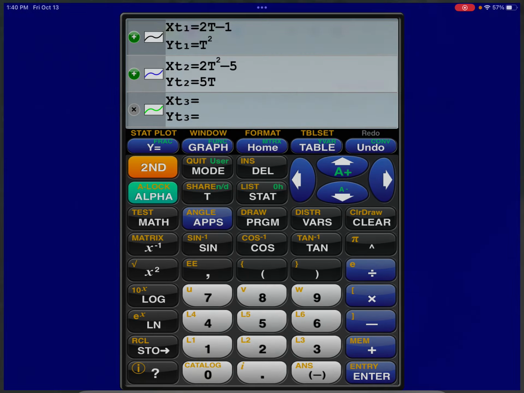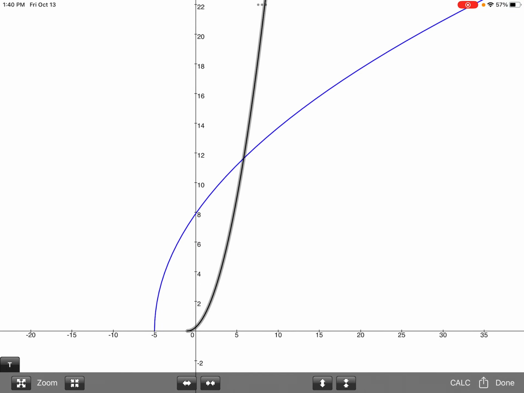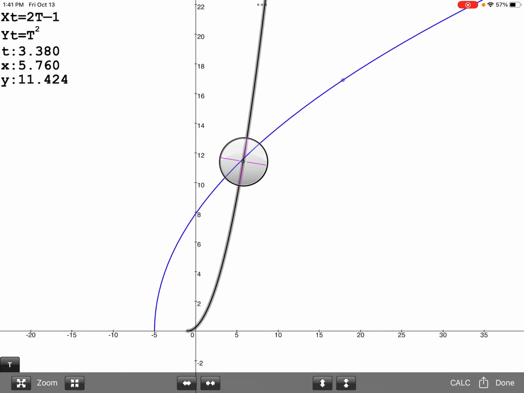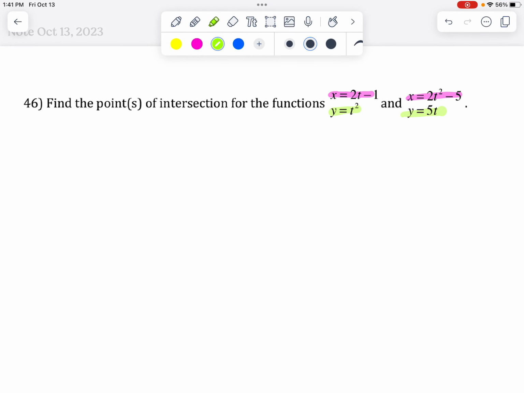So go over to the graphing calculator, and to save some time, I already typed it in, and then look at the graph. And it seems that they intersect right about, I would say that's right about when t equals 3.4. Okay, so then go back to our work and set the x values equal to the x values.